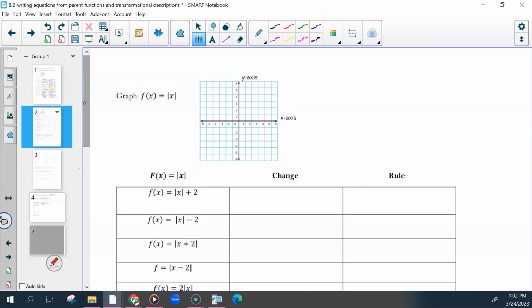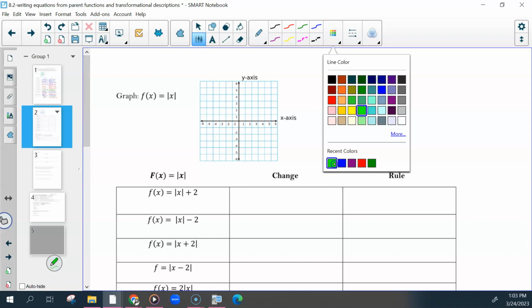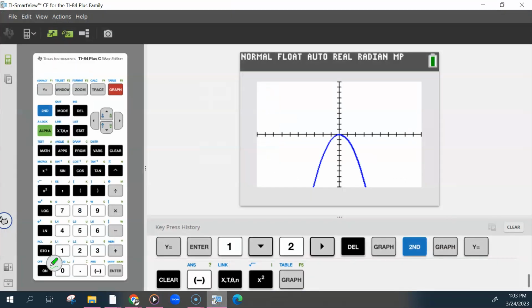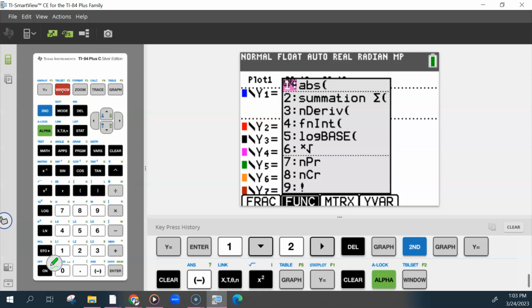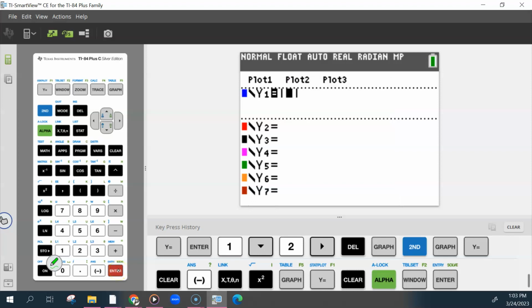So this is another one of your parent functions. There are many, I don't remember how many, but we're only learning 2, quadratics and absolute value. So we're going to graph this one. In your y equals, if you hit alpha window, a menu should pop up. You're using the first one, ABS, and then you can put an X in between. Alpha window, ABS, put an X in between.